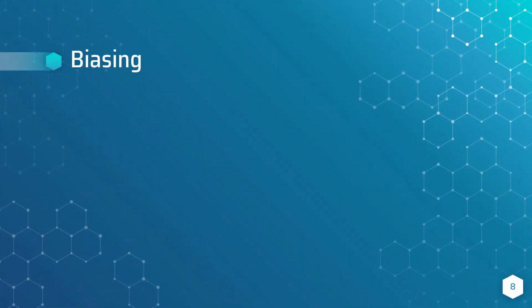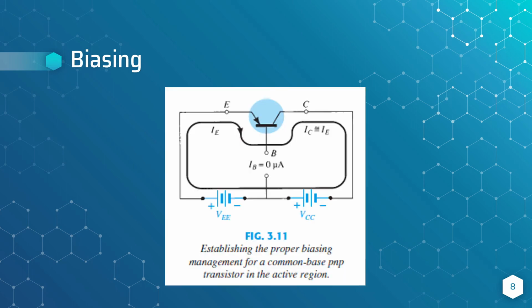The proper biasing of the common base configuration in the active region can be determined quickly using the approximation IC is equal to IE and assuming for the moment that IB is equal to 0 mA. The result is the configuration of Figure 3.11 for the PNP transistor. The arrow of the symbol defines the direction of conventional flow for IE equal to IC. The DC supplies are then inserted with a polarity that will support the resulting current direction. For the NPN transistor, the polarities will be reversed.